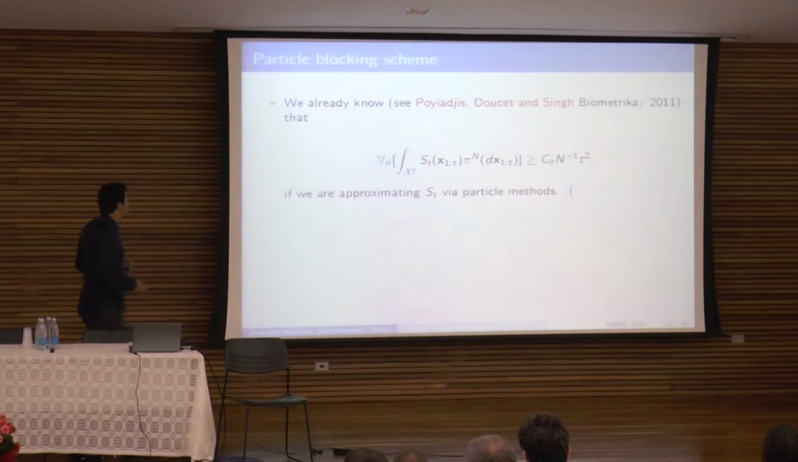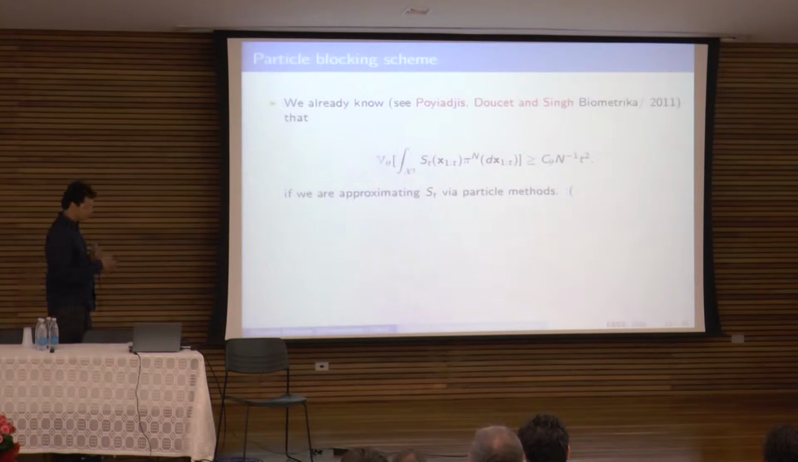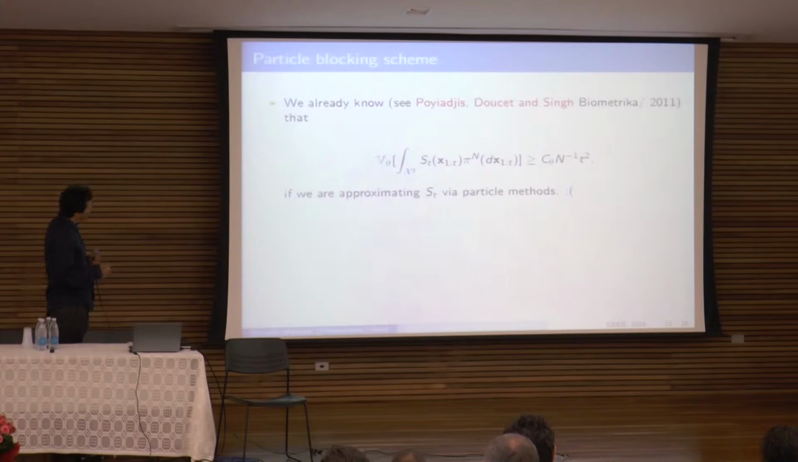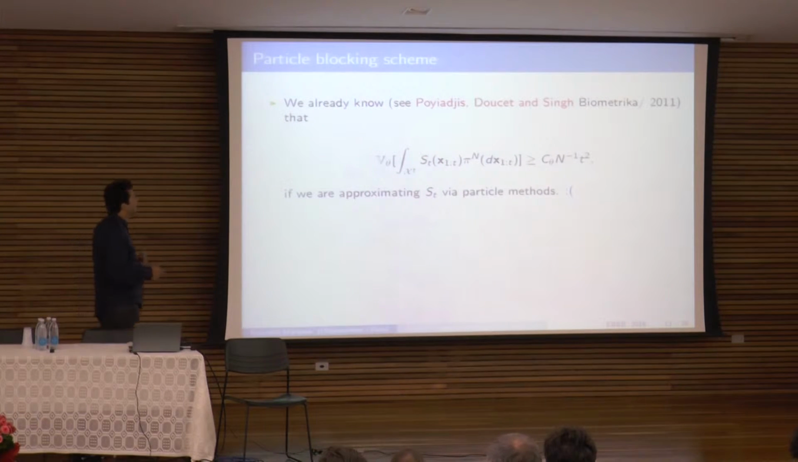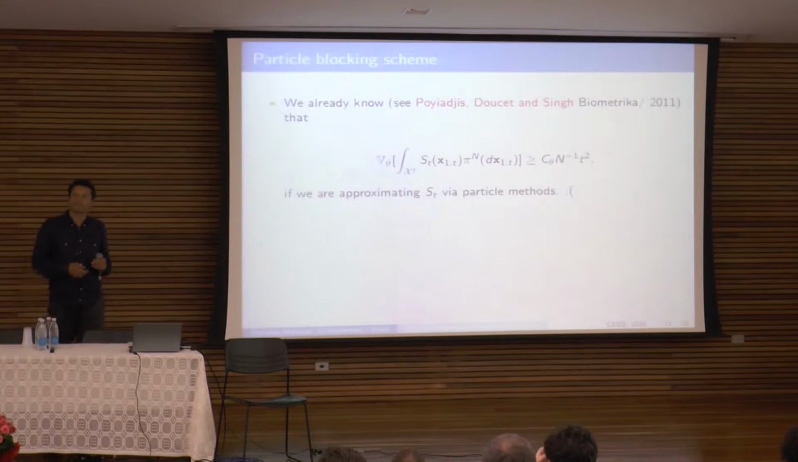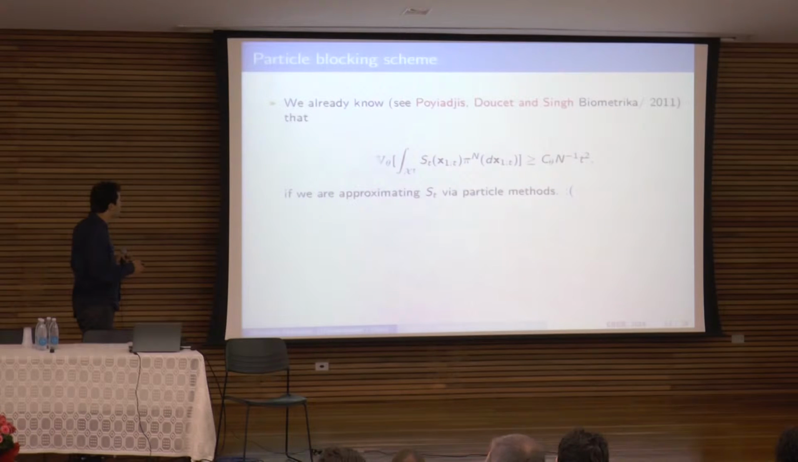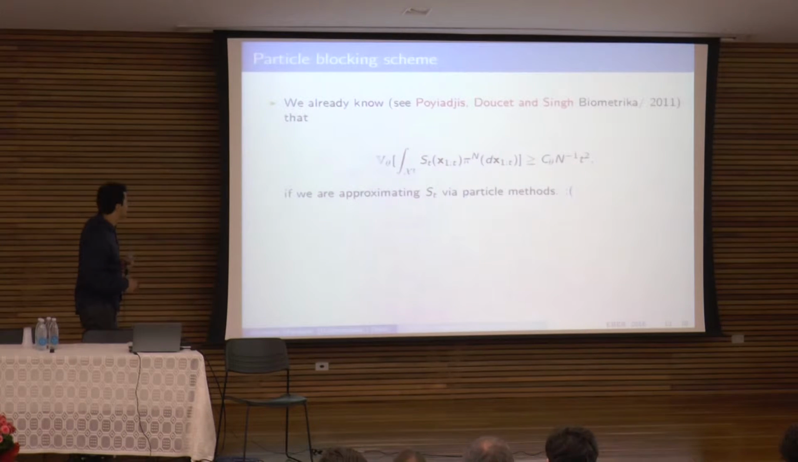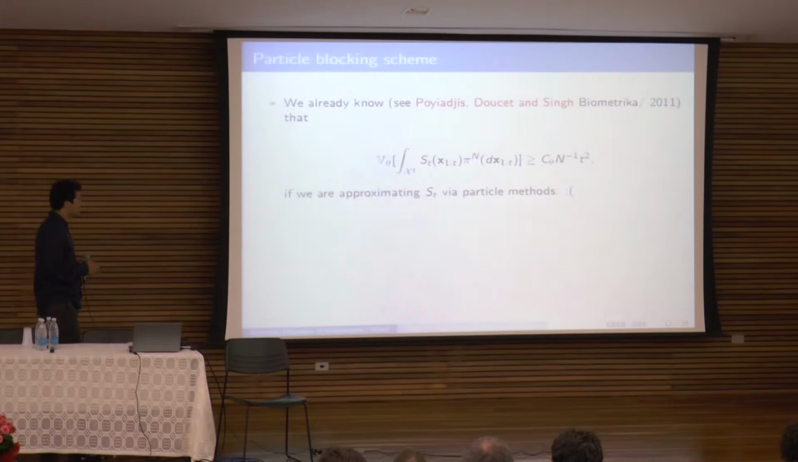So the problem is, as you see in the literature, maybe you can focus on this paper here, Biometrika 2011, the variance of S_t using the particle method increases at least quadratically in time. So if you have a lot of data points, the variance of your estimate is going to increase. So in practice, you cannot use this particle method to approximate this functional here.